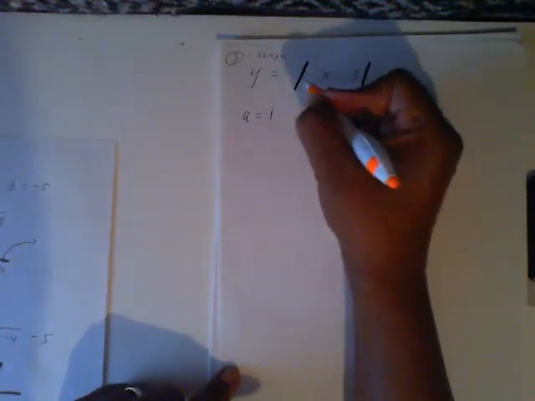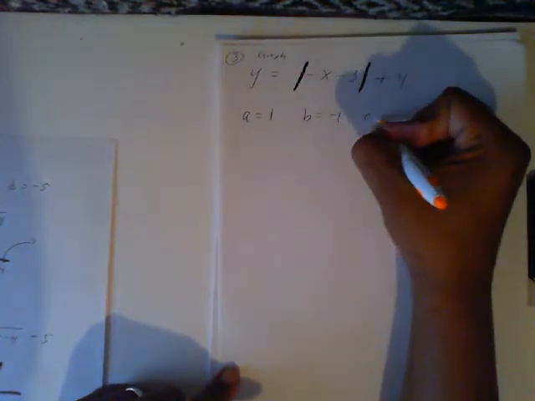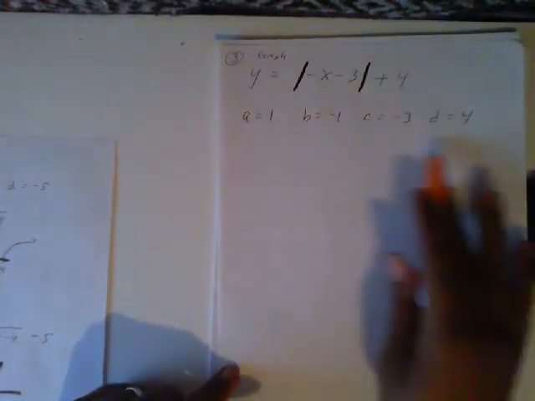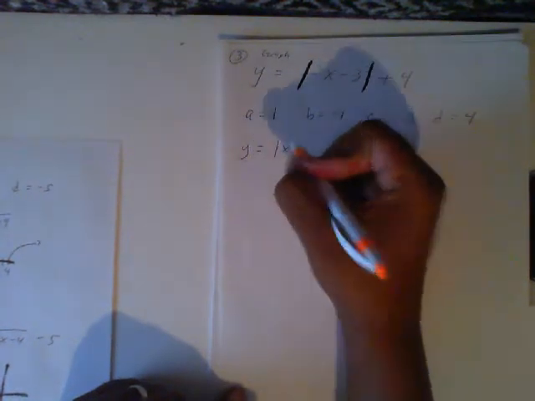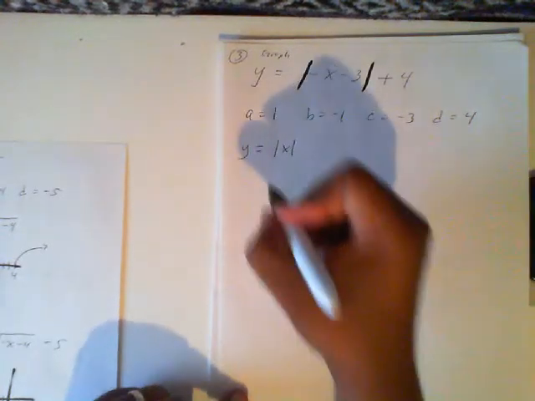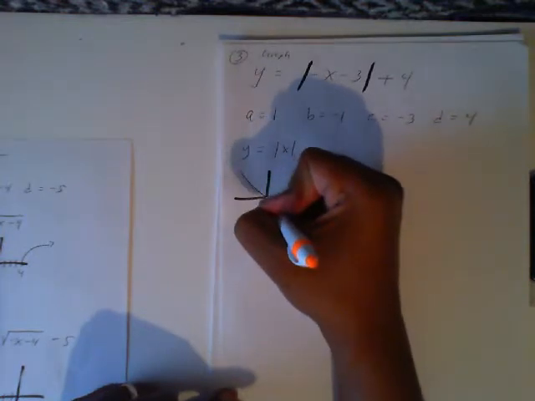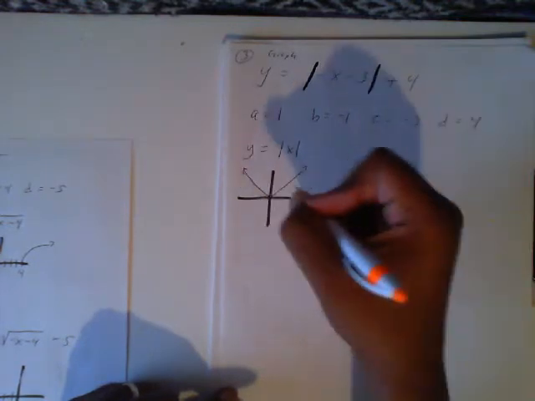Okay, number 3. Our parameters here are A equals understood 1 outside the absolute value sign, B is negative 1 on the x, C is negative 3, and our D parameter is positive 4. Removing all these parameters, we'll end up with y equals the absolute value of x. Now let's graph that. This graph is the classic V shape here, kind of a 45-degree angle going up from the x-axis here.